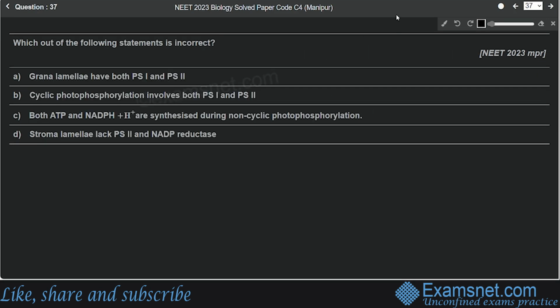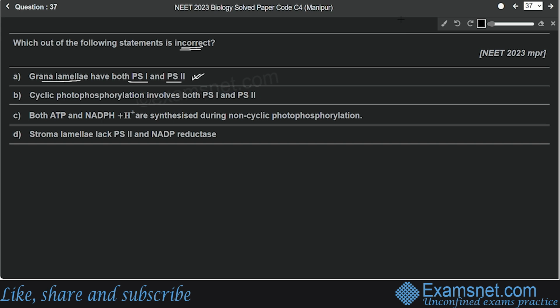Question number 37 is from the chapter Photosynthesis in Higher Plants, and the question is, which out of the following statements is incorrect? Okay, so we have to identify the incorrect statement. First statement says grana lamellae have both PS1 and PS2. So yes, this is a correct statement.